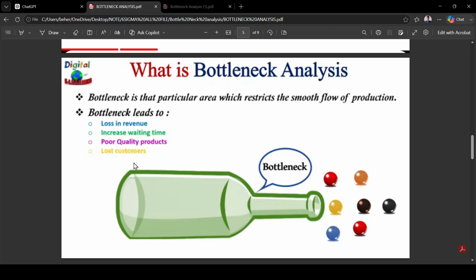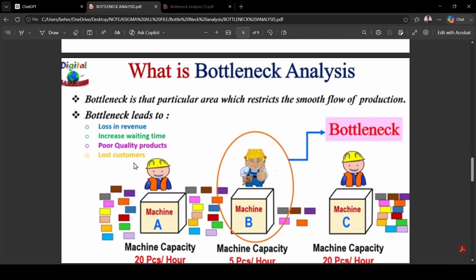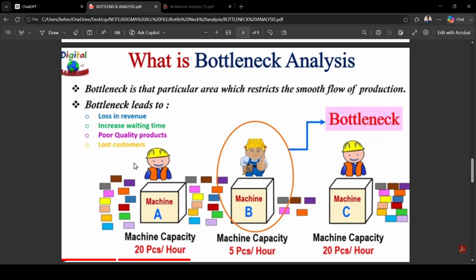Then, what is bottleneck analysis? A bottleneck is a particular area which restricts the smooth flow of production. A bottleneck leads to loss in revenue, increased waiting time, poor quality products, and lost customers. Why is bottleneck analysis important? See that image. This is my main point about the loss in revenue. If bottleneck analysis cannot solve this problem, then it will be a big problem in the future. So be careful about that.